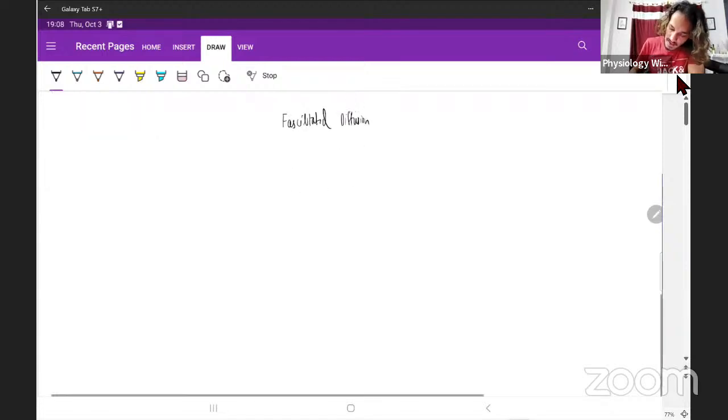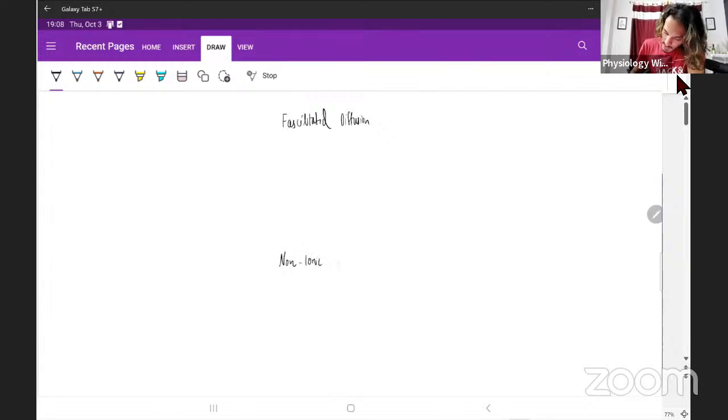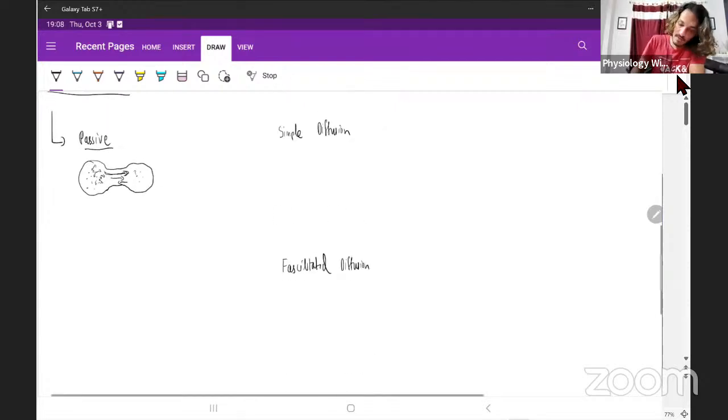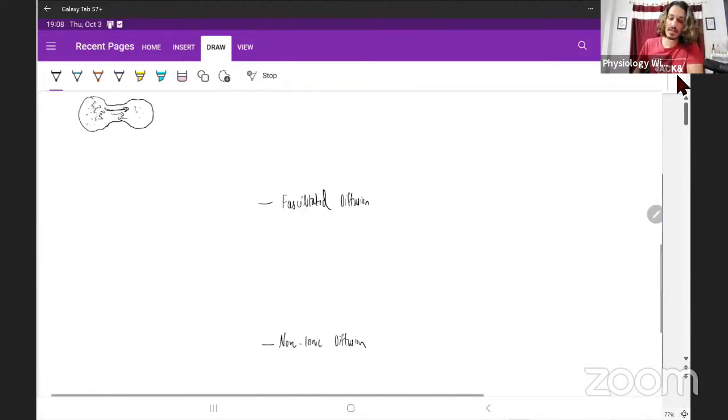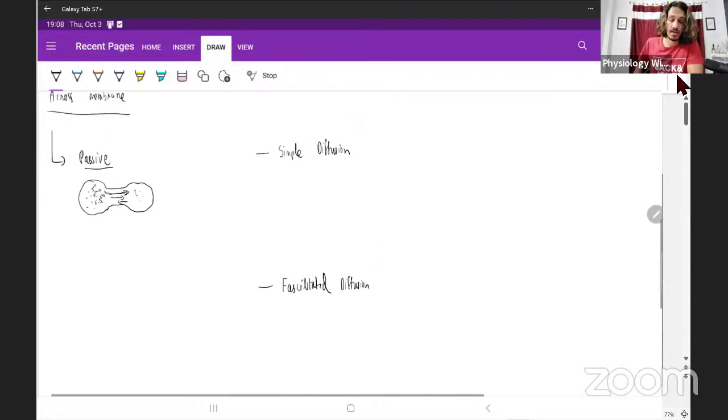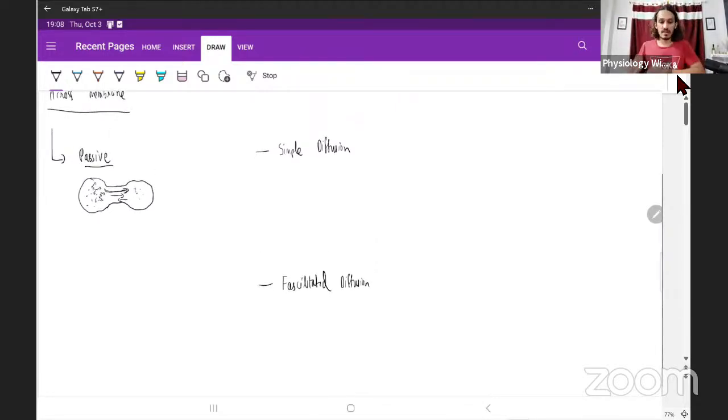And third is non-ionic diffusion. This is something students often do not write in answer papers. So we have simple diffusion, facilitated diffusion, and a third one, which is non-ionic diffusion. So in simple diffusion, what is it?